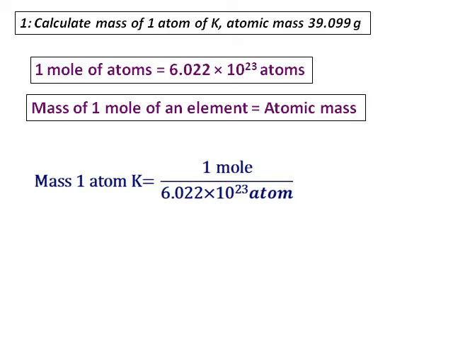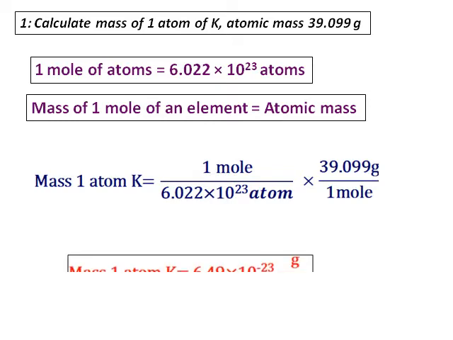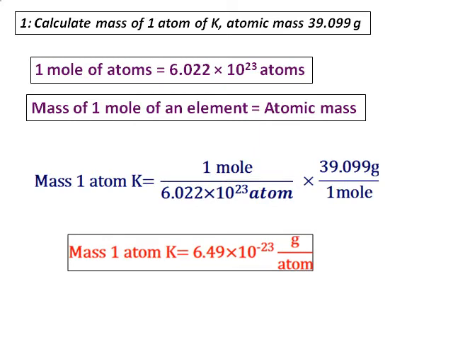So the first step is 1 mole has 6.022 × 10^23 atoms. And in order to convert it into grams, multiply by the mass of 1 mole of potassium, that is 39.099 grams. And you can see that the moles get cancelled and the answer comes in the unit of grams per atom. So 6.49 × 10^-23 grams is the mass of 1 atom of potassium.